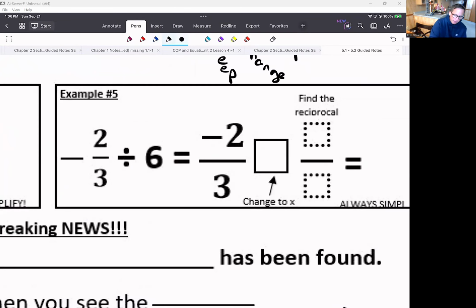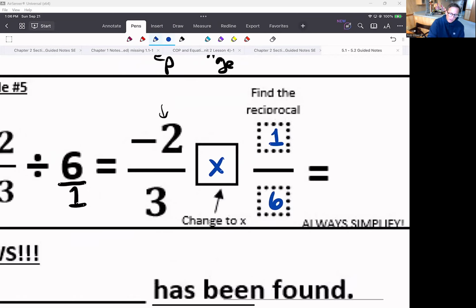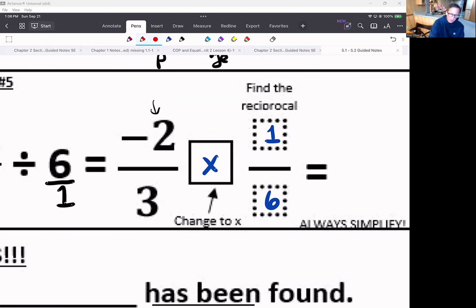All right, next one here. Whenever you have a whole number or an integer, just put it over 1. Make that your automatic thing to do. We're going to keep the first fraction the way it is, -2/3. We're going to change division into multiplication, and we're going to flip 6/1 to the unit fraction 1/6. On this one, we can cross cancel the 2 and the 6. We can divide those by 2, right? So -2 divided by 2 is -1, and 6 divided by 2 is 3.